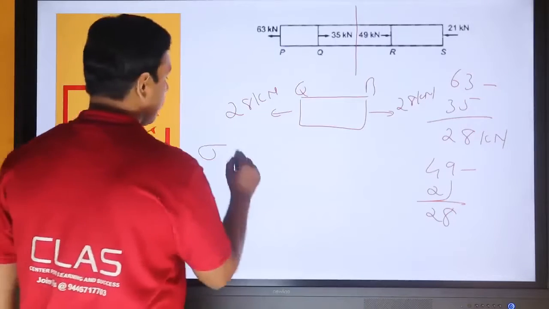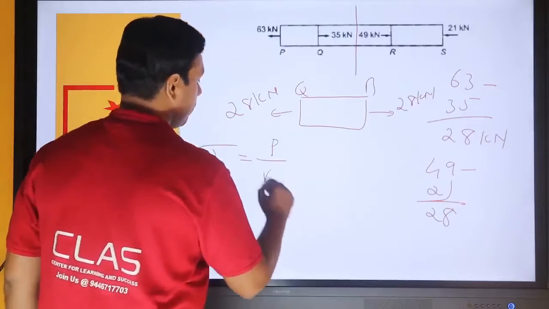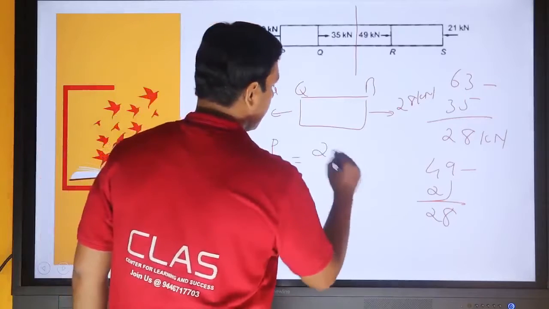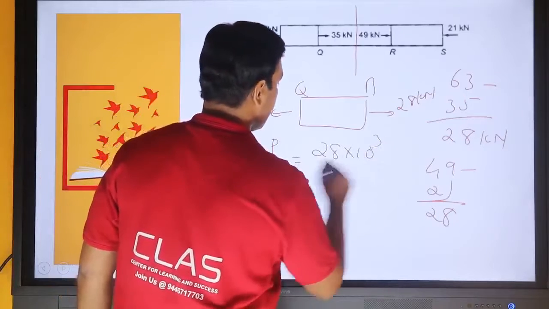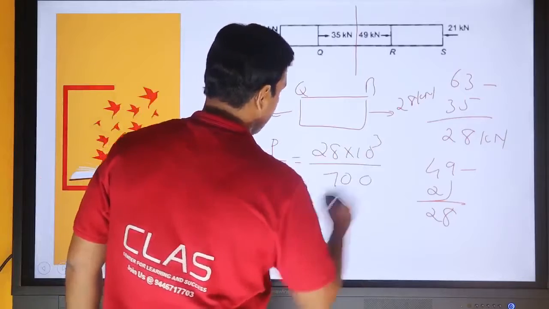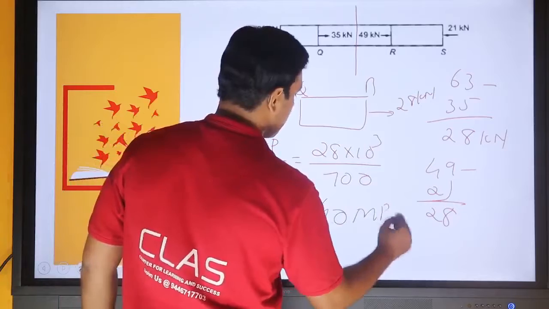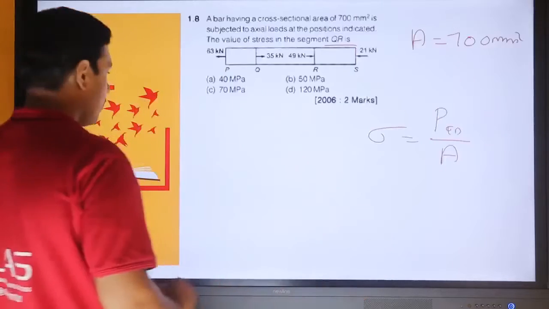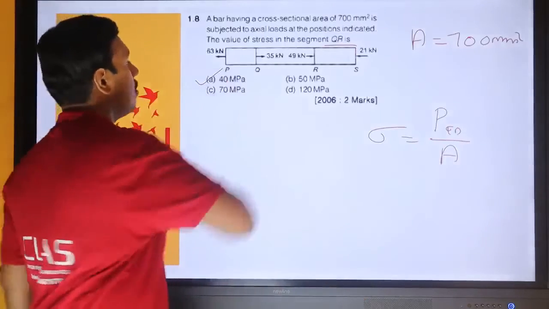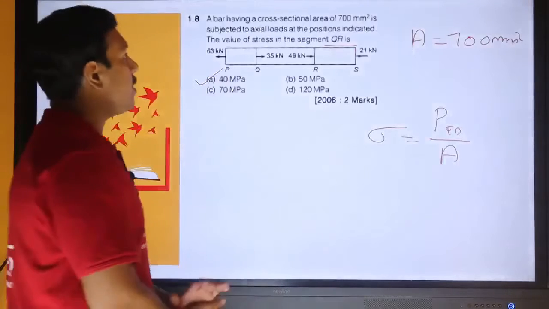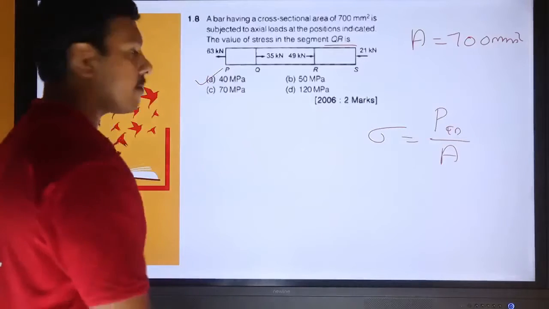Therefore, stress is equal to load by area. Load is equal to 28 kilonewton, 28 into 10 raised to 3, and area of cross section is 700. Solving this equation, we get 40 megapascal. 40 megapascal is the answer. Therefore, option A is the correct one.